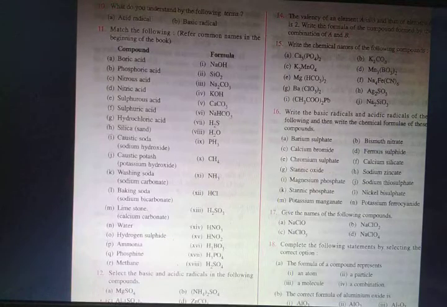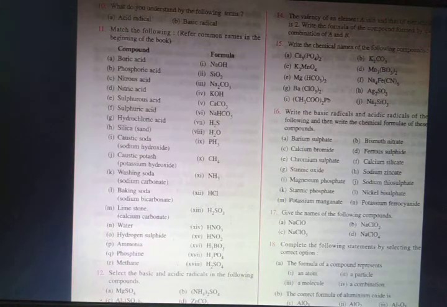Write the basic radicals and acid radicals of the following, and then write the chemical formulas of these compounds. I'm not going to discuss which one is the basic radical. By the name itself you can identify: the first word is the basic radical, and the second word is the acid radical.